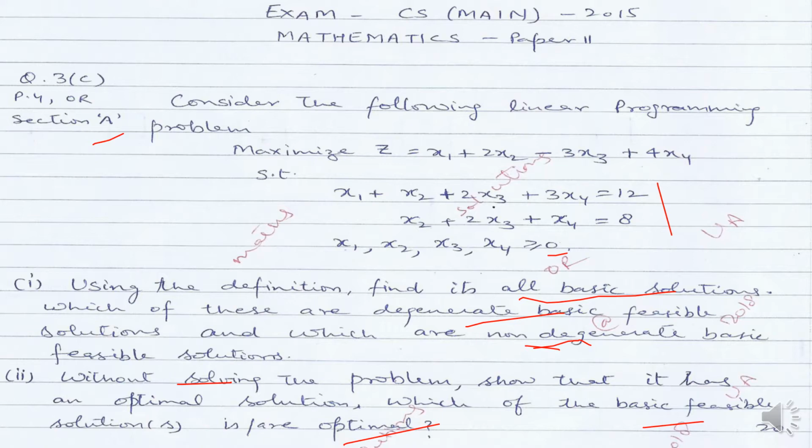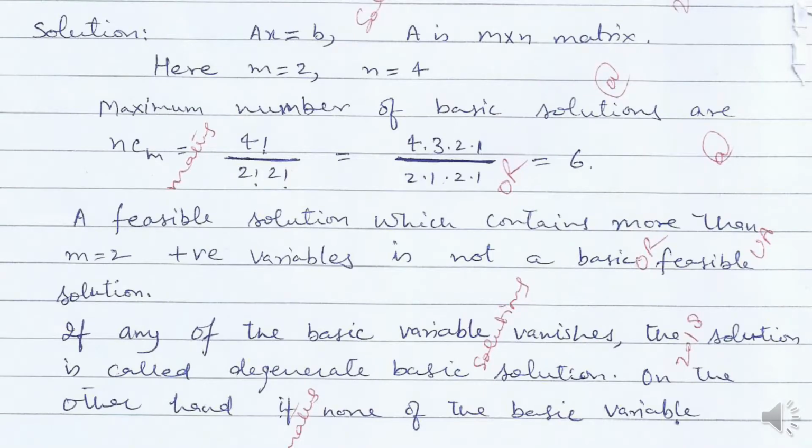So what I will do is write down first the definition of basic feasible solutions, degenerate and non-degenerate, and again after solving also I will define degenerate and non-degenerate basic feasible solutions. We write down the given two constraints in matrix form where Ax is equal to b. X is a vector which has four elements, x1, x2, x3, x4. A is the coefficient matrix containing the coefficients of the two constraints, and b is the right hand side.